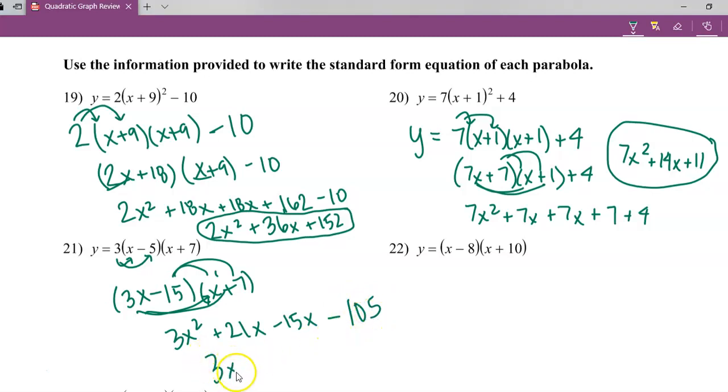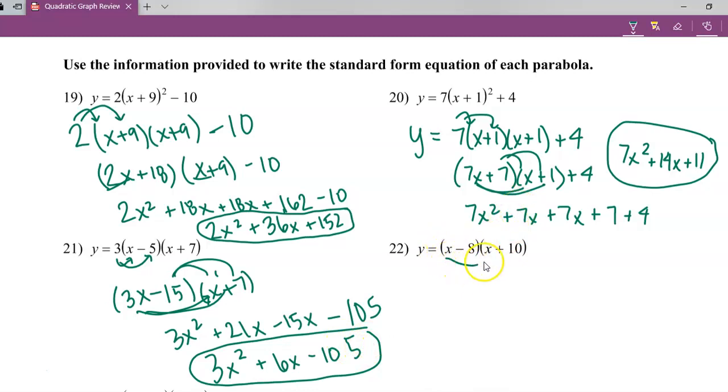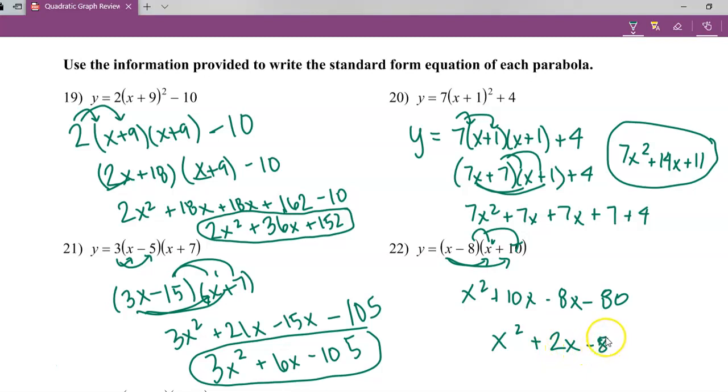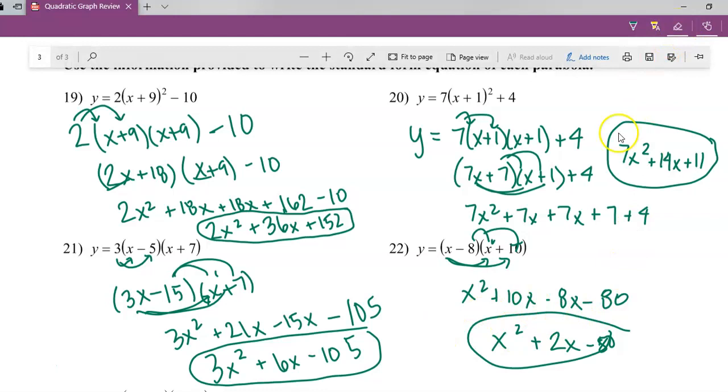So 3x squared plus 6x minus 105. Okay, last one. Just go ahead and multiply it out. x squared plus 10x minus 8x minus 80. Combining the two like terms together in the middle, so x squared plus 2x minus 80.